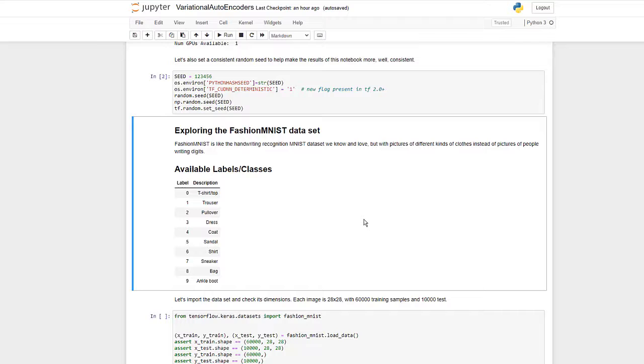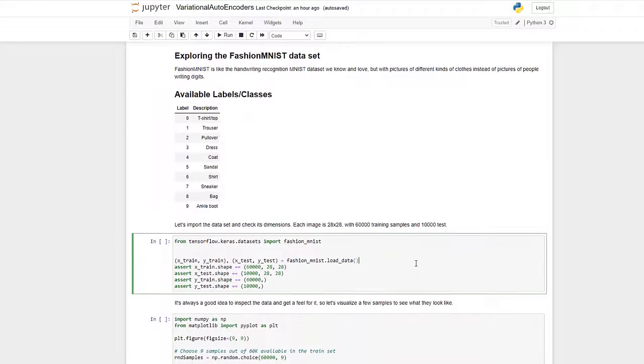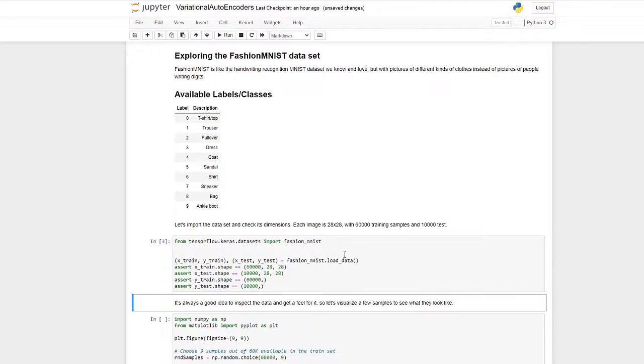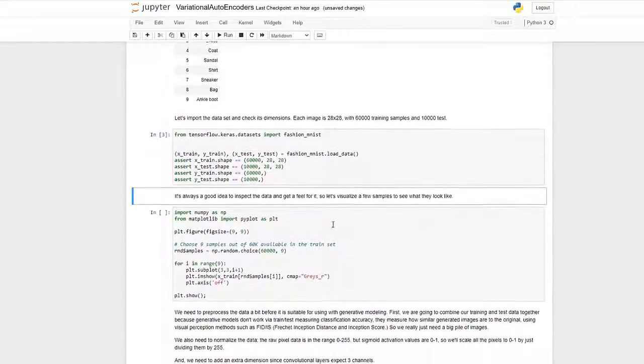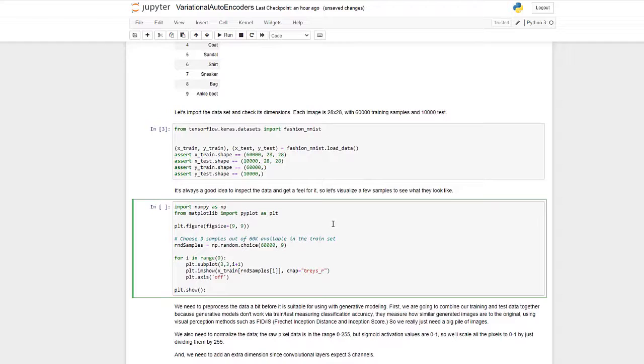So let's start by importing our data in and making sure that we understand the dimensionality of it. So all we're going to do here is load up the fashion MNIST dataset, which conveniently is built into Keras.datasets already for us. We'll load that up, and we'll just check that everything's as we expect. 60,000 training images and 10,000 test images. Each one is a 28 by 28 grayscale image. All right, Shift-Enter. And nothing's complaining, so everything is as we expect. And it's always a good idea to take a look at the data, get a feel for it before you start messing around with it.